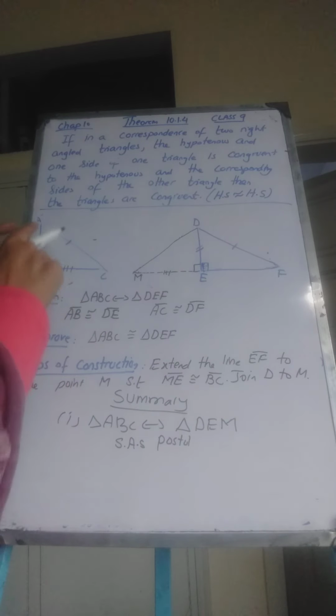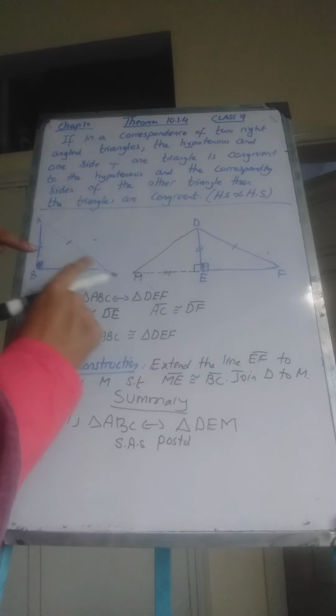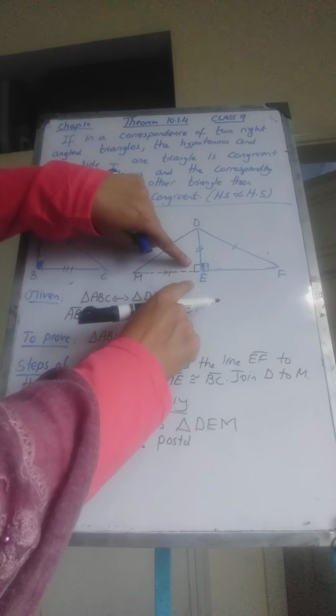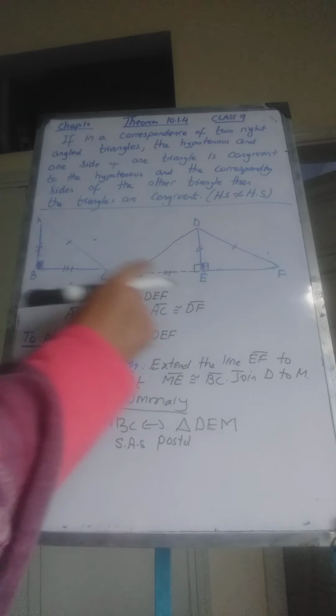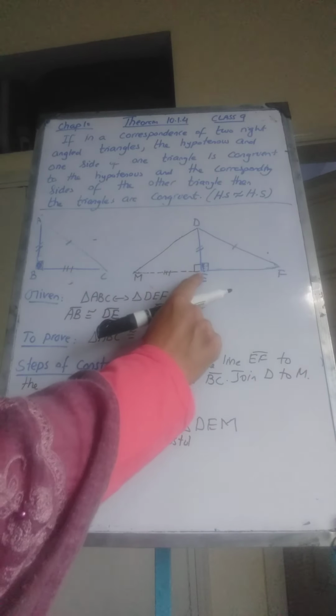So it means that by the SAS postulate, taking these two sides and the angle included between these two sides, and taking these two sides of triangle DEM and the angle E included between them, then they are congruent, because AB is congruent to DE, it was given to us, and BC is congruent to EM.